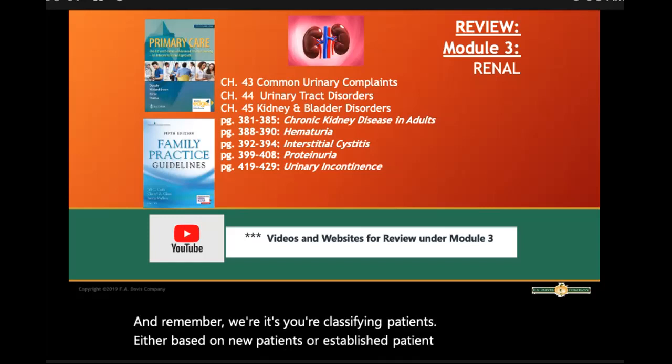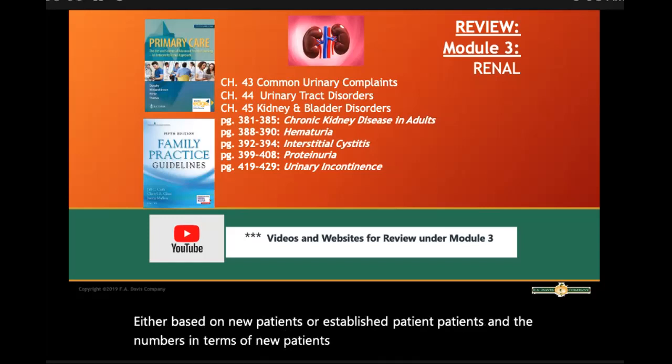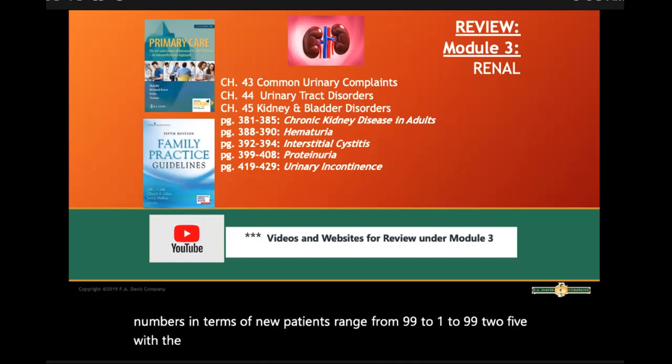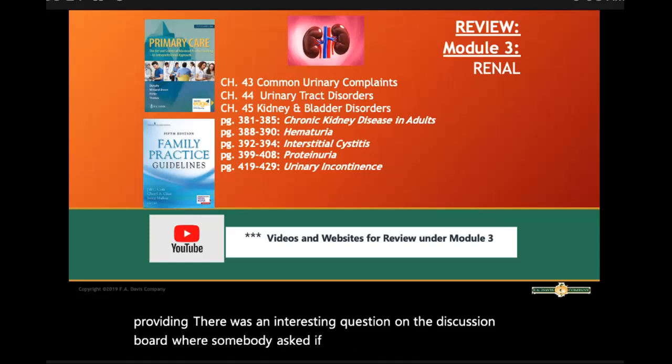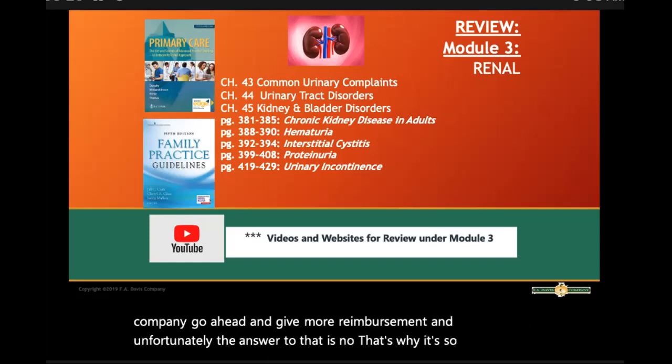The numbers for new patients range from 99201 to 99205, with the last number increasing with the complexity of care that you're providing. There was an interesting question on the discussion board where somebody asked, if I over-document, will the insurance company give more reimbursement? Unfortunately, the answer to that is no. That's why it's so important that you code correctly to start with.